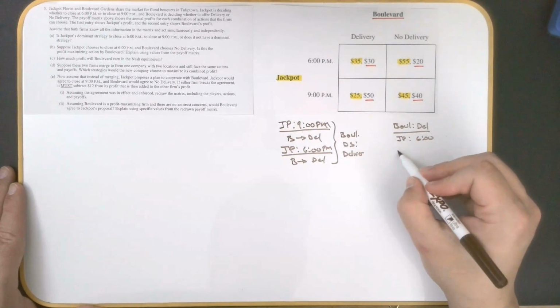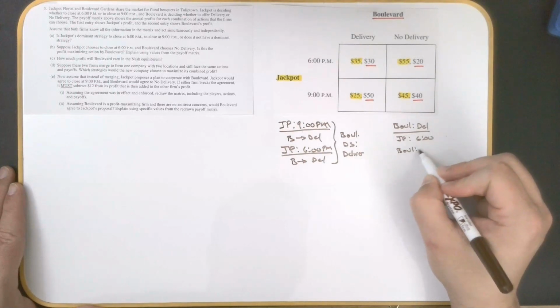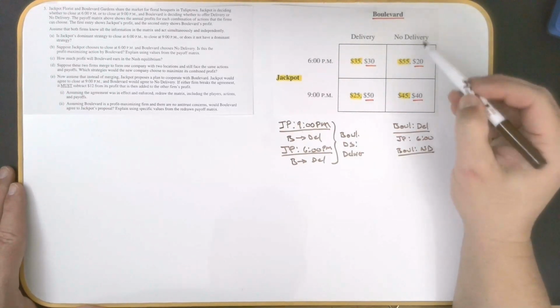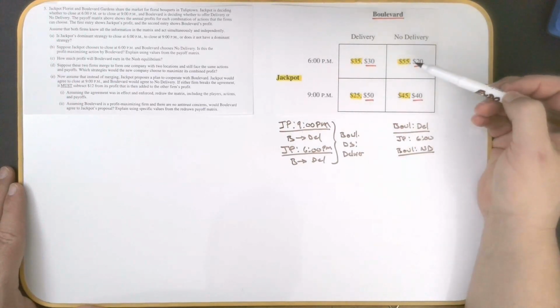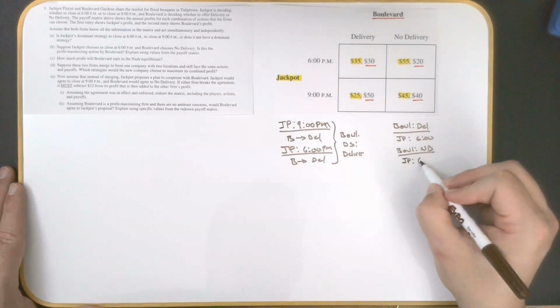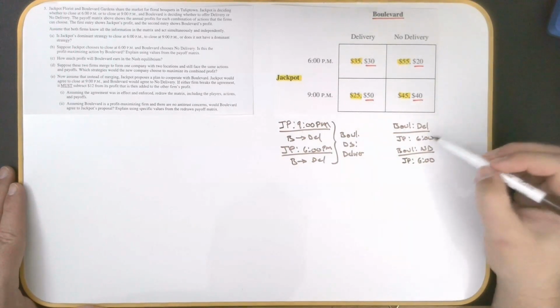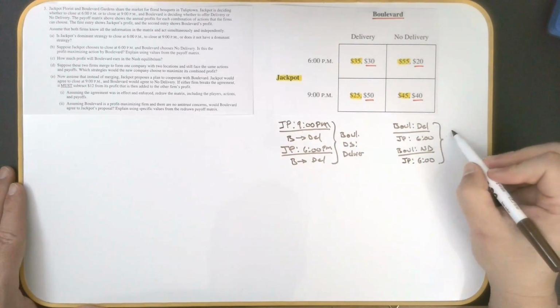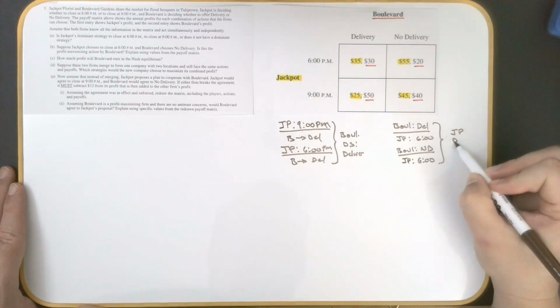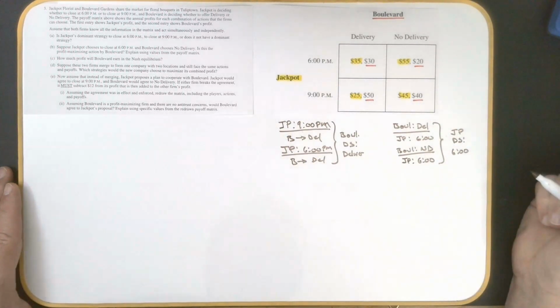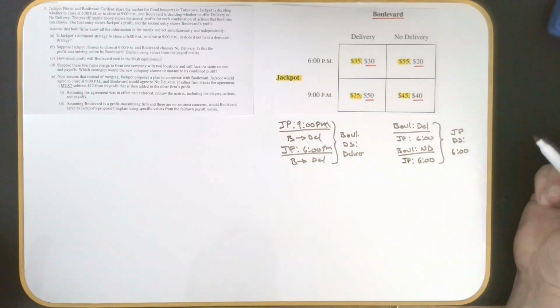All right, so now let's let Boulevard not deliver, so ND. If Boulevard does not deliver, now we're at this column. What's better for Jackpot? 55 or 45? 55 is better. 6 o'clock is there. So this is weird. They both have a dominant strategy. So regardless of what Boulevard does, Jackpot has a dominant strategy, and it is to close at 6 p.m. They'll make more money. Okay.